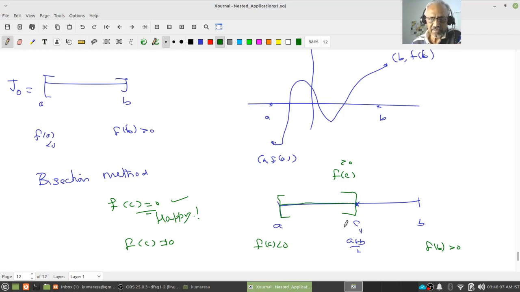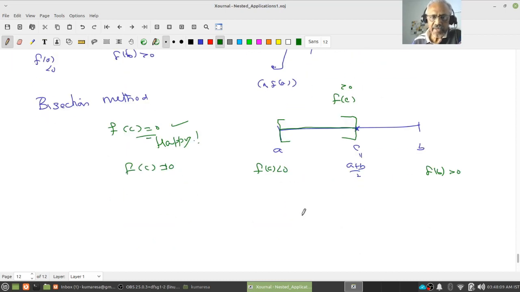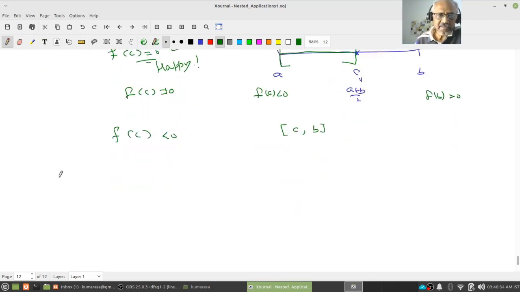Or what may happen? Suppose f(c) is negative. Then f(a) is negative, f(c) is also negative. So what do you think I should do? I should consider the interval c to b, because then f(c) will be negative, f(b) will be positive. Remember, if f(c) is 0, there is nothing more; the proof is over. Do you follow that? So how will I write? If f(c) is 0, then we stop. Then the theorem is proved.